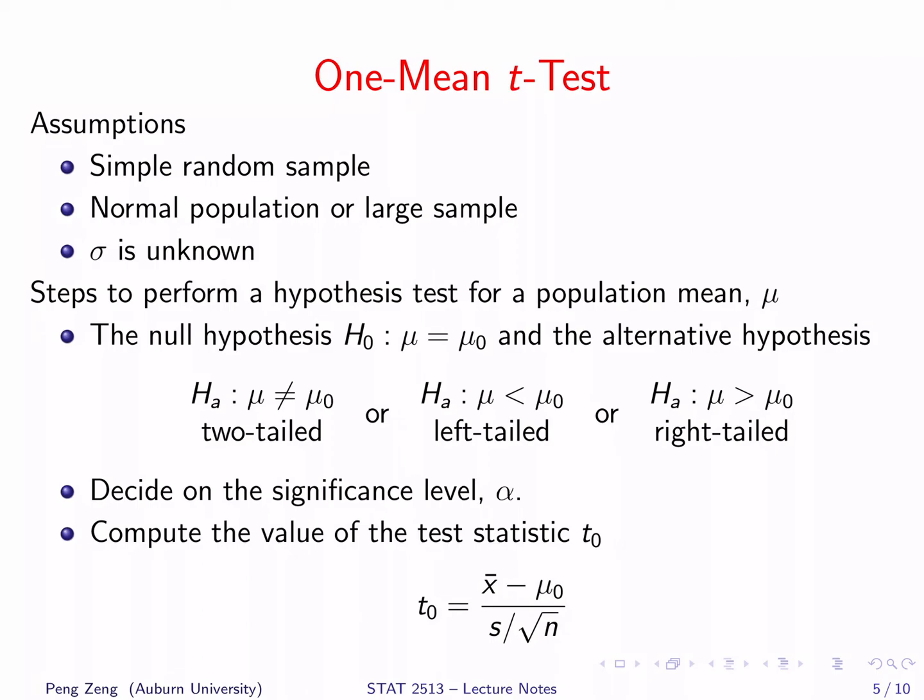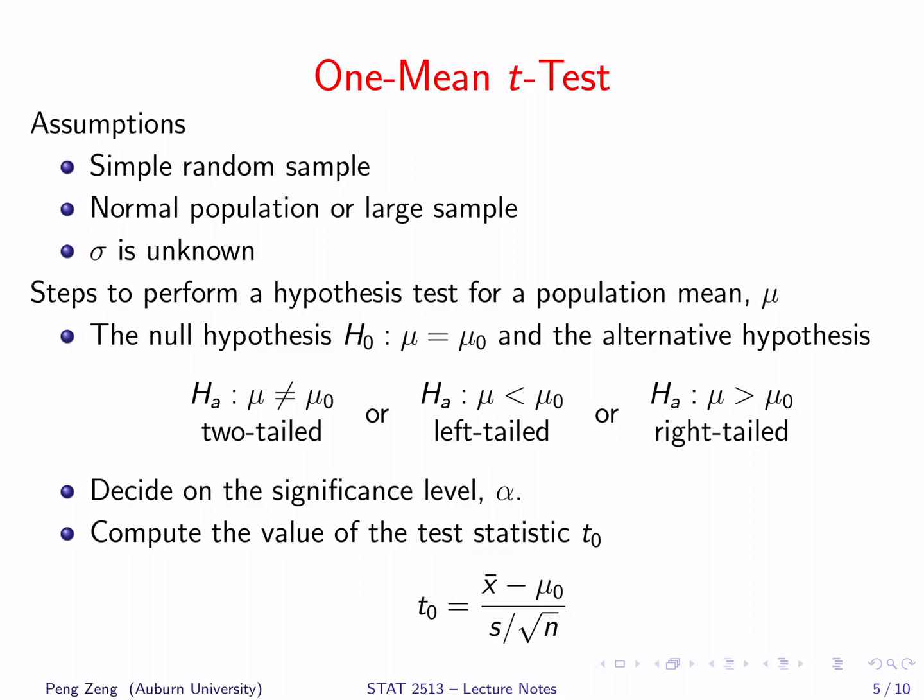Let's summarize how to conduct a one-mean t-test. The assumptions include simple random sample, normal population, and the population standard deviation sigma is unknown. If the sample size is large, we can weaken the normality assumption. What discussions on the one-mean z-test, such as sample size and outliers, are also applicable to one-mean t-test.